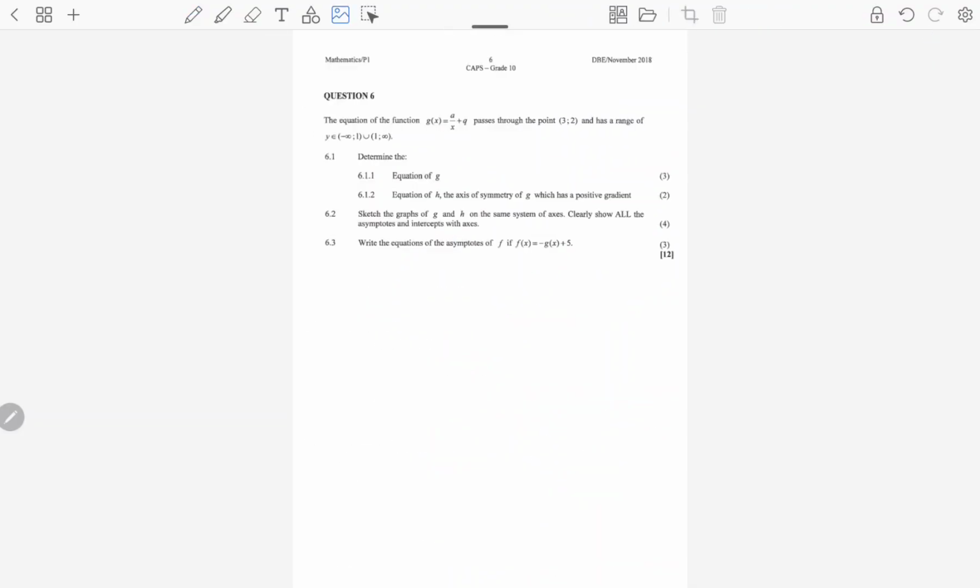Okay, for question 6, it says the function g of x is equal to a over x plus q, passes through the point 3.2, and has a range of y being an element from negative infinity to 1 and also from 1 to infinity. Now they're asking us to determine the equation of g.